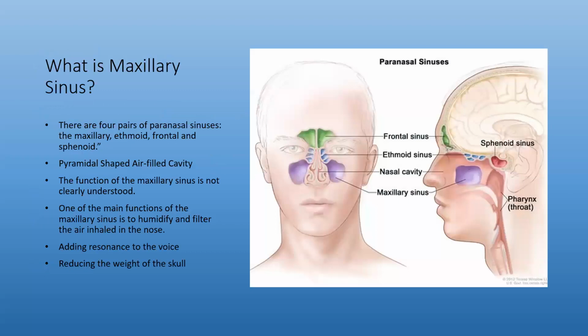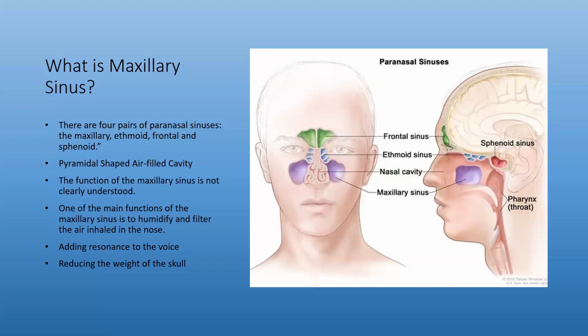We have 4 pairs of sinuses in our body, actually in the skull. They are called frontal, ethmoid, sphenoid, and maxillary sinus, and all of them are called paranasal sinuses. Maxillary sinus is the biggest of the paranasal sinuses, and we concentrate on maxillary sinus in our study.